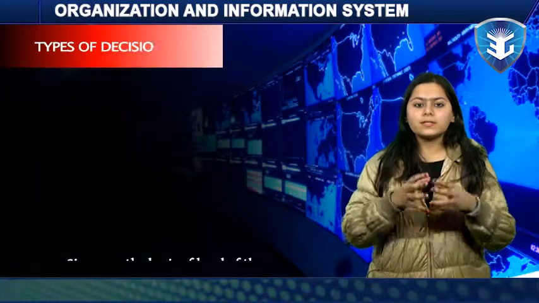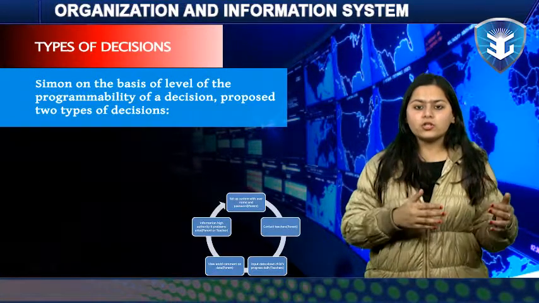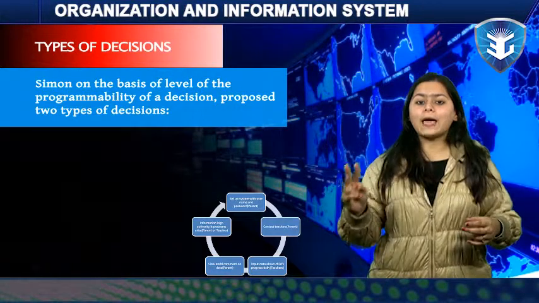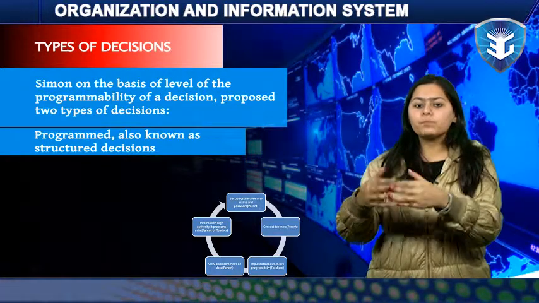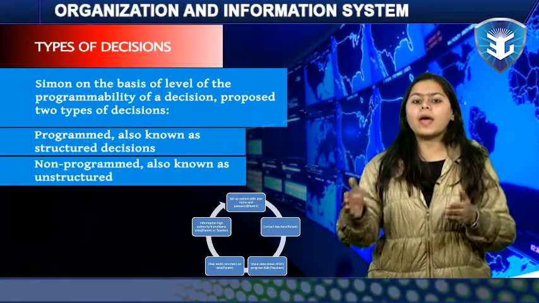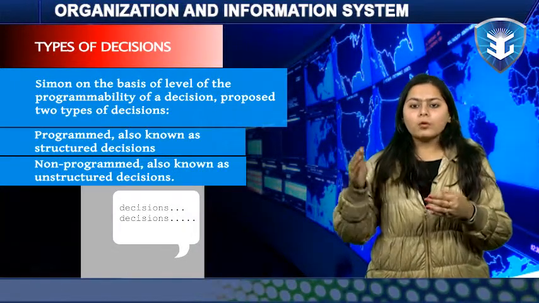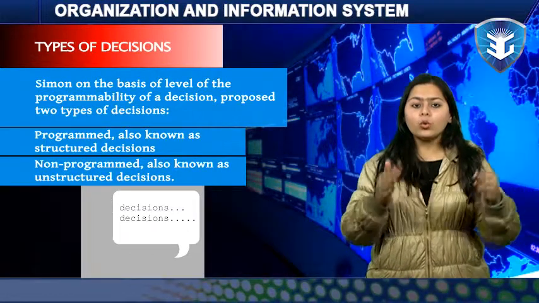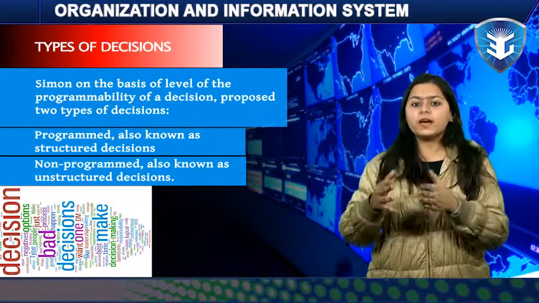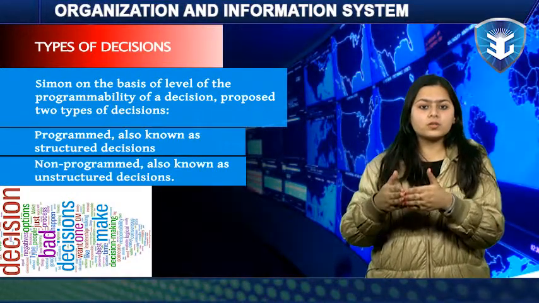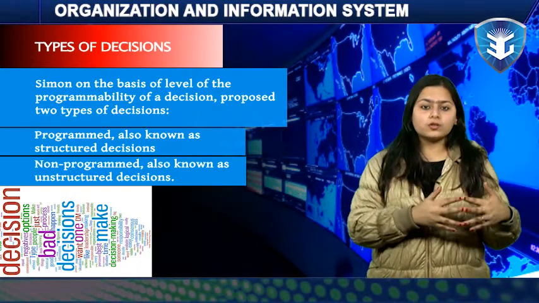Types of decisions: Simon, on the basis of level of programmability of a decision, proposed 2 types of decisions: programmed, also known as structured decisions; and non-programmed, also known as unstructured decisions. Programmed or structured decisions are those which are well defined, and some specified procedures or decision rules might be applied to reach our decisions.